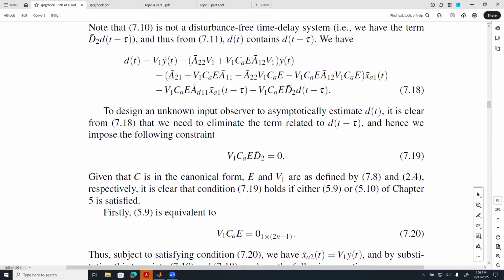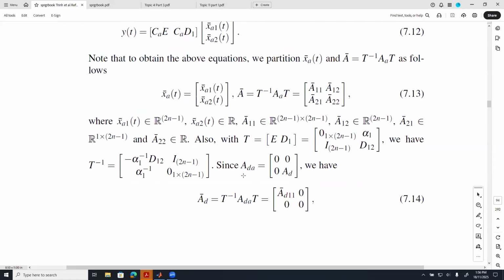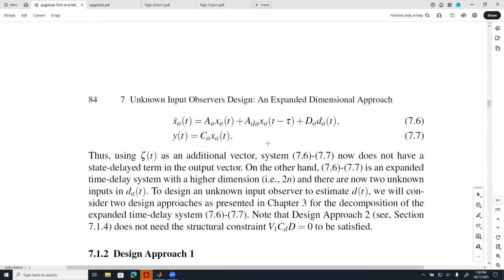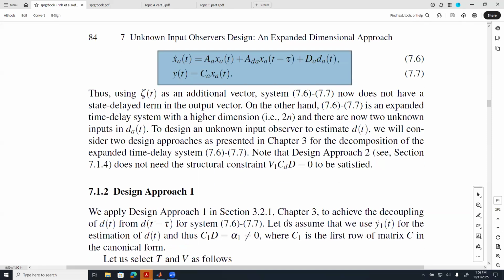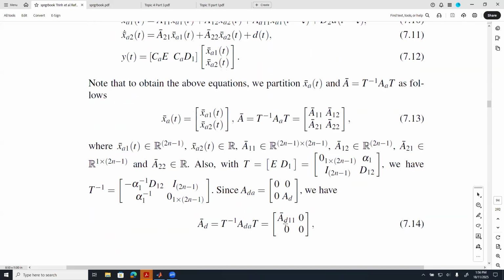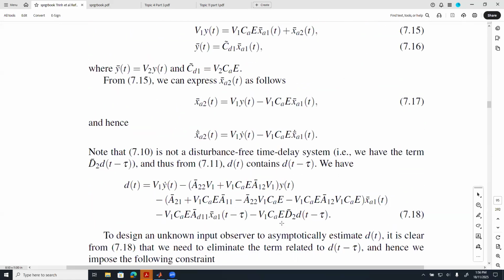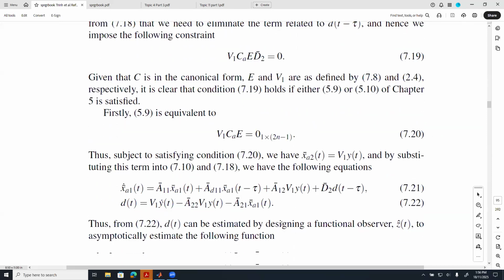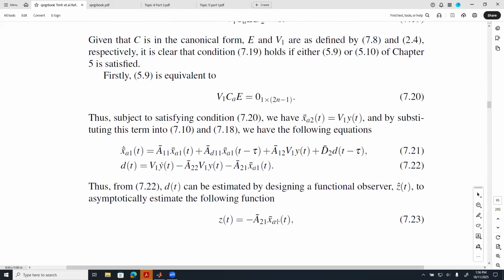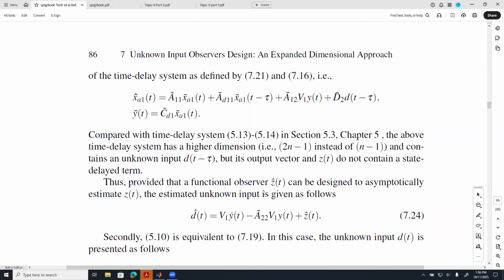So when we look at approach 1, where we do the decomposition for this big expanded dimension time delay system, we still require the condition imposed in chapter 5. But we arrive at a time delay system, a reduced order system with a higher dimension, and it has an unknown input in there. So it seems like this is not a very good approach, isn't it?